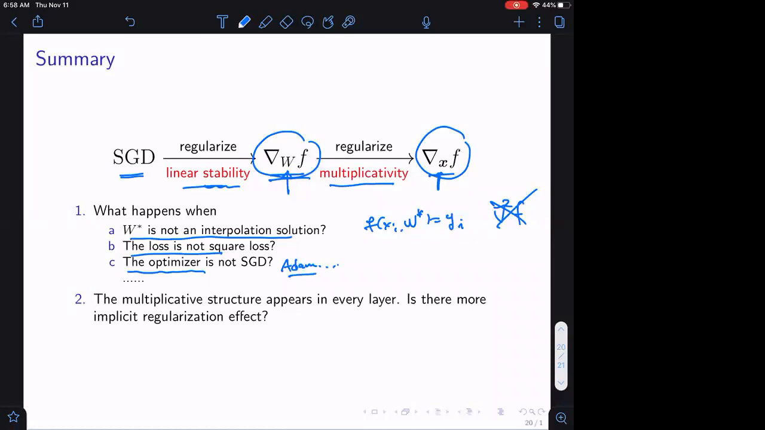And finally, here in our proof, as you see, the multiplicativity structure is actually only using the first layer. It's not using every layer. But in a true neural network, you have this multiplicativity structure in every layer. Can we somehow leverage this extra structure to get better bounds and to say more about this SGD implicit regularization?